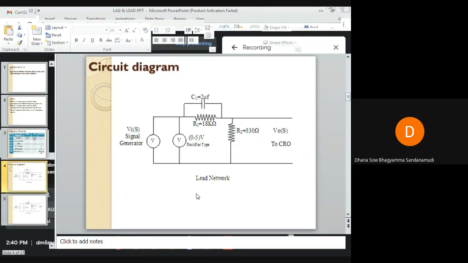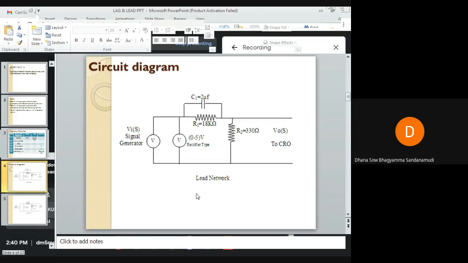This is the circuit diagram of the lead compensator. You need two resistors and one capacitor. The resistance values are 18 kilo ohms and 330 ohms, and the capacitance that you require is 2 microfarad. In our laboratory, these resistance and capacitance components are already fixed on the board. You can design your own lead compensator network by taking a breadboard, placing these resistance and capacitance components on it, and giving connections as shown in the circuit diagram, and then do the experiment.